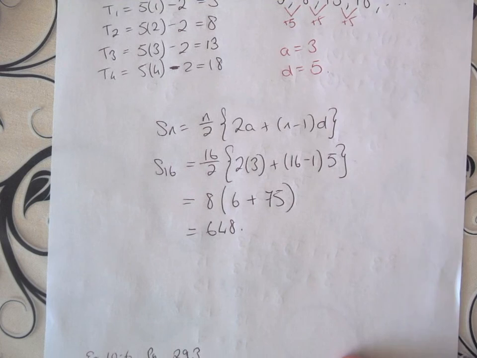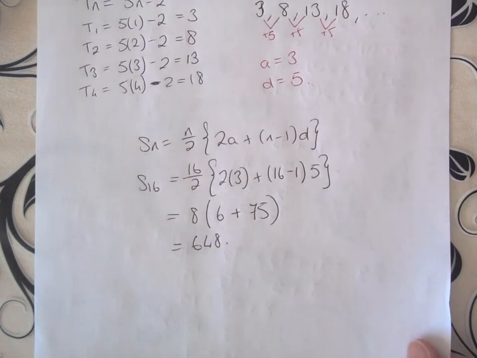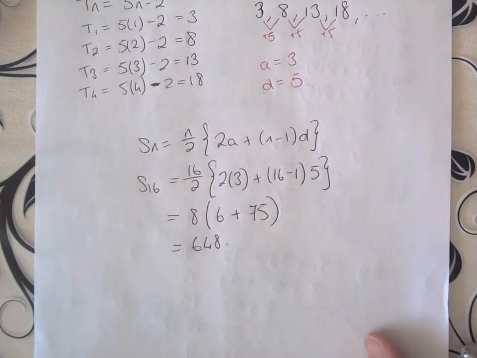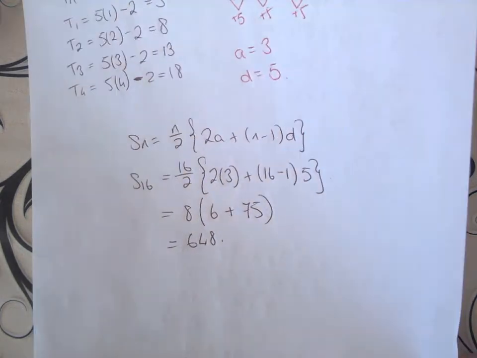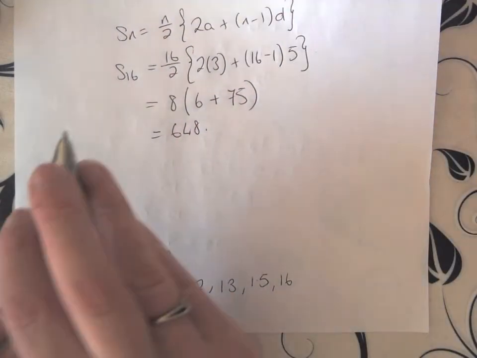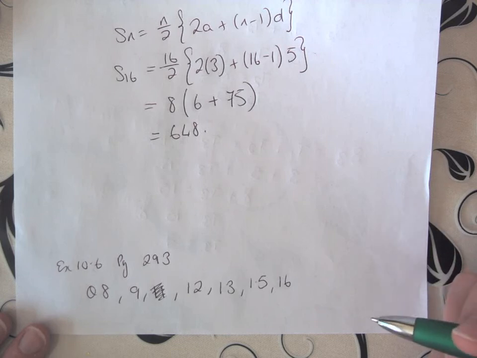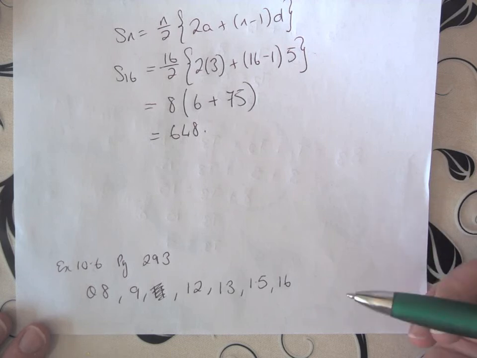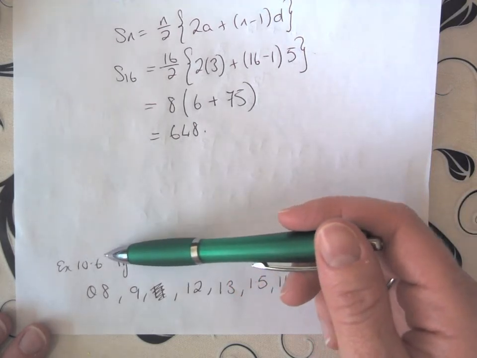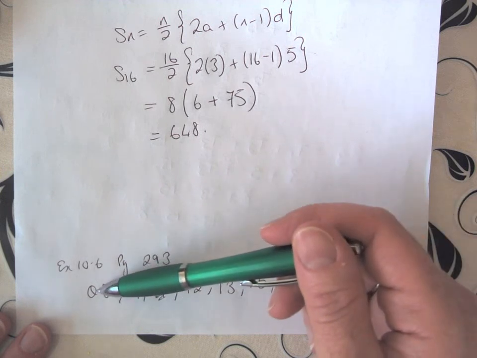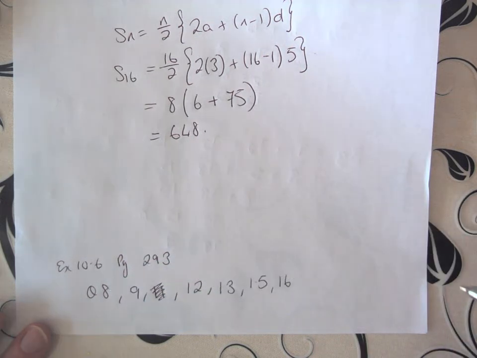Okay, so these are different types of questions. So you have to try and think about what each thing is. What's T, what's S? We have our formulas. If you know the sequence, you can get either of them by picking out a and d. So what I want you to try is exercise 10.6 on page 293, questions 8, 9, 12, 13, 15 and 16. Now let me know if you have any problems.